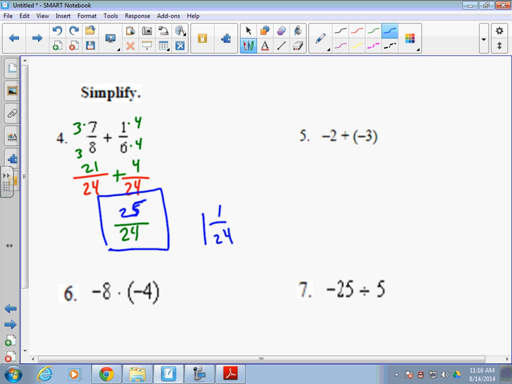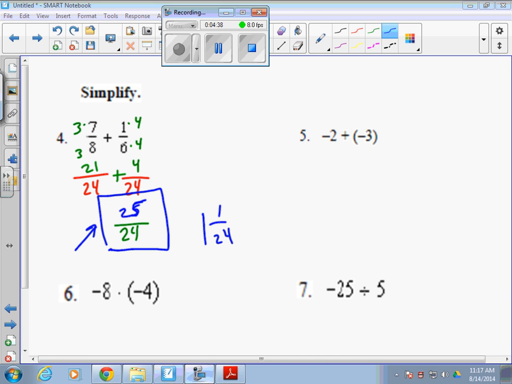If you ever, during the middle of a test, say, Coach, I know I worked it right, I came up with this, but it's not a multiple choice answer, I'm going to tell you to check again, it's there. Okay? I'm going to tell you to check again, it's there.